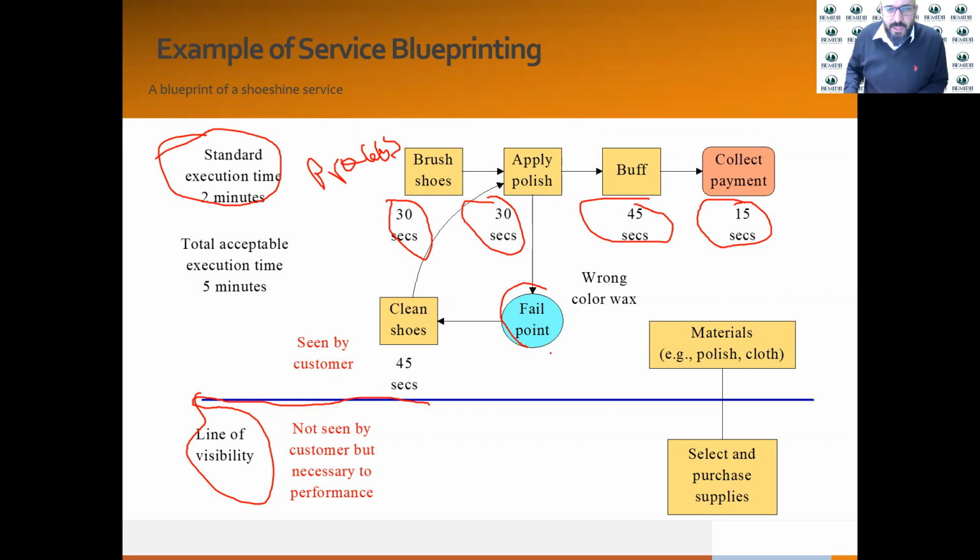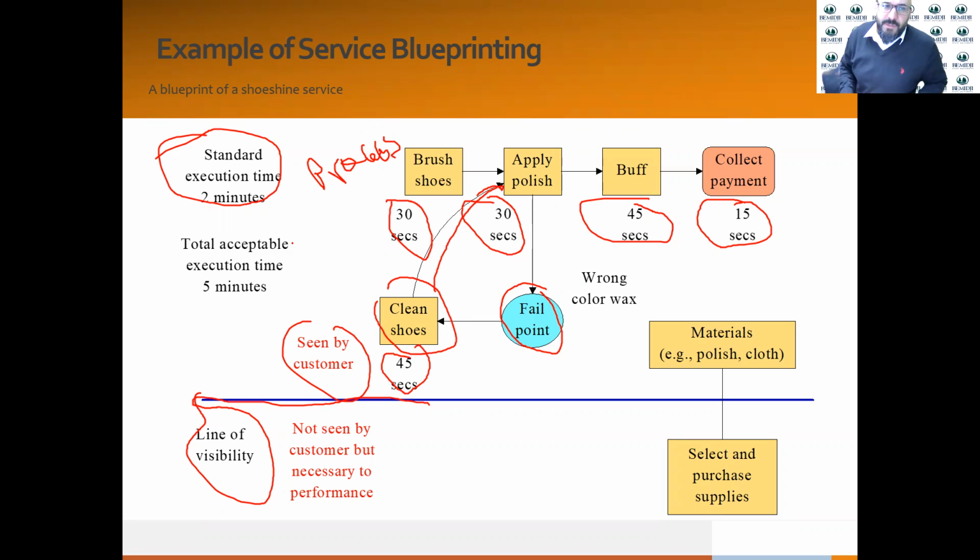However, we should consider the fail point. This is important because you need to do quality improvement, and this is where you identify which steps could lead to mistakes. This is the point we're having. A mistake could happen here, such as the wrong color wax. If that happens, we have to correct it by cleaning the shoes again and then applying the polish. This is also seen by the customer, and that could take 45 minutes.